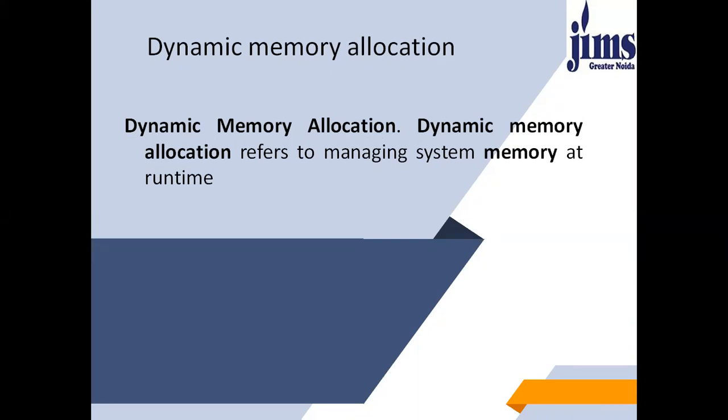So the two types of memory allocation: static memory allocation, that is allocated by the compiler. Exact size and type of memory must be known at compile time. And the second is dynamic memory allocation, which is memory allocated during runtime.